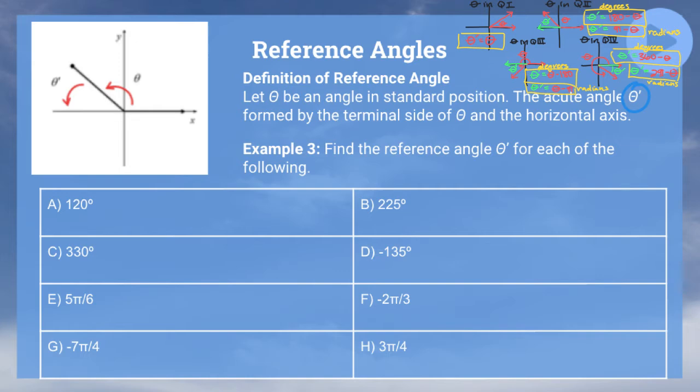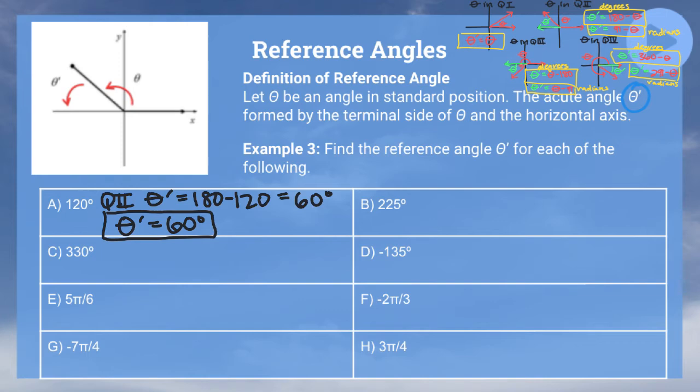So for the first one, it says 120 degrees. So the first thing we would need to do is find which quadrant that falls in. So 120 degrees would fall into quadrant 2. So what we would need to do is we would need to just say theta prime equals 180 degrees minus 120 degrees, and that gives us 60 degrees. So theta prime, or your reference angle, is 60 degrees.